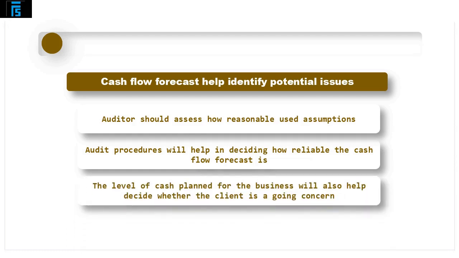Then, considering the level of cash planned for the business will also help decide whether the client is a going concern. Negative cash planned would be an indicator of going concern problems, where disclosure may be necessary in the financial statements.